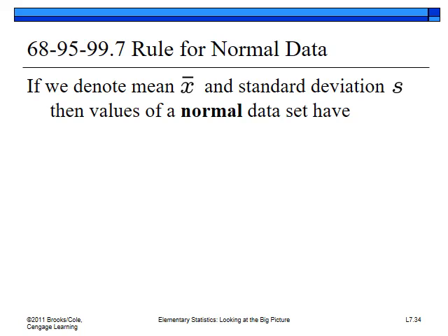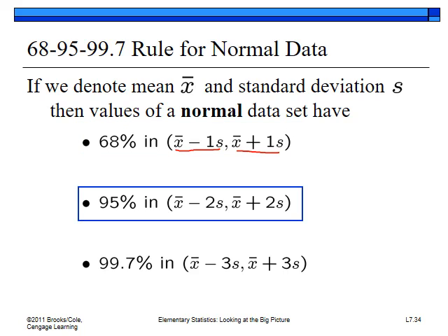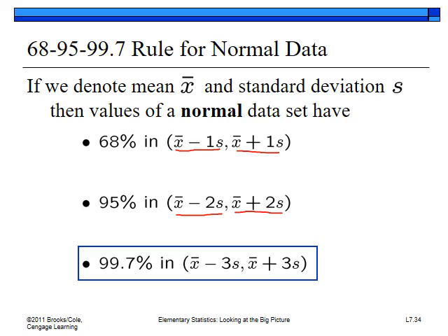Put another way, if we represent the mean using x bar and the standard deviation using s, then a normally distributed data set will have these properties. 68% of the data will fall in the range between the mean minus one standard deviation and the mean plus one standard deviation. 95% of the data will fall between the mean minus two standard deviations and the mean plus two standard deviations. And 99.7% of the data will fall between the mean minus three standard deviations and the mean plus three standard deviations.